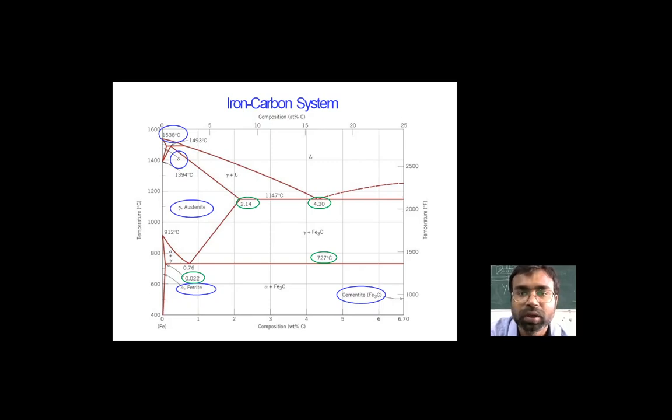Good afternoon. Today we are going to discuss the iron carbon system, continuing from the portions we left in the last lecture. In that lecture, we studied how the most utilized system, steel, transforms from one phase to another phase.